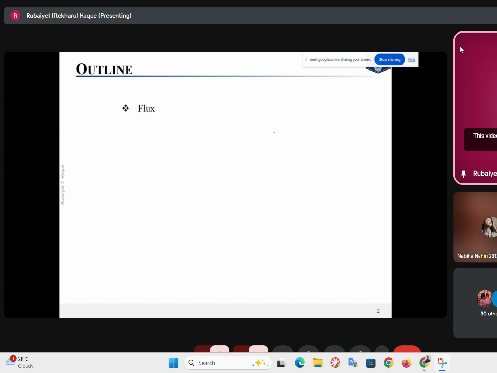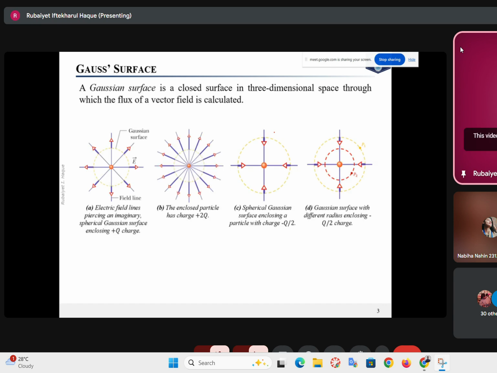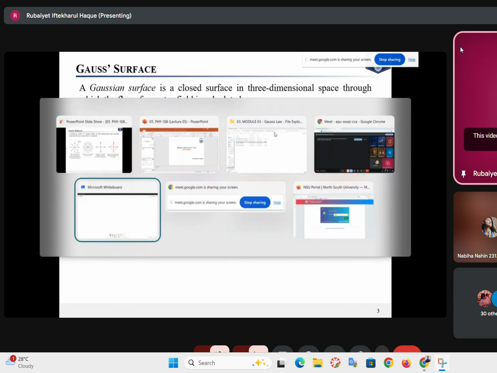So let's see first what the Gauss surface is. A Gaussian surface is a closed surface in three-dimensional space through which the flux of a vector field is calculated. So he always considers there is a charged particle, and you have an imaginary three-dimensional surface that will enclose that charge. In the process, the electric field lines will be coming and will be calculated based on that Gauss surface. Now let's go back to the whiteboard.